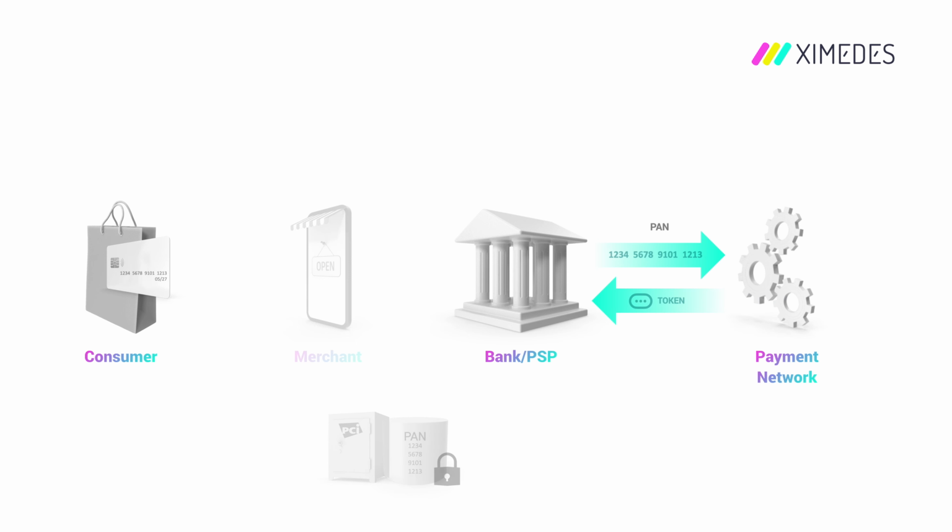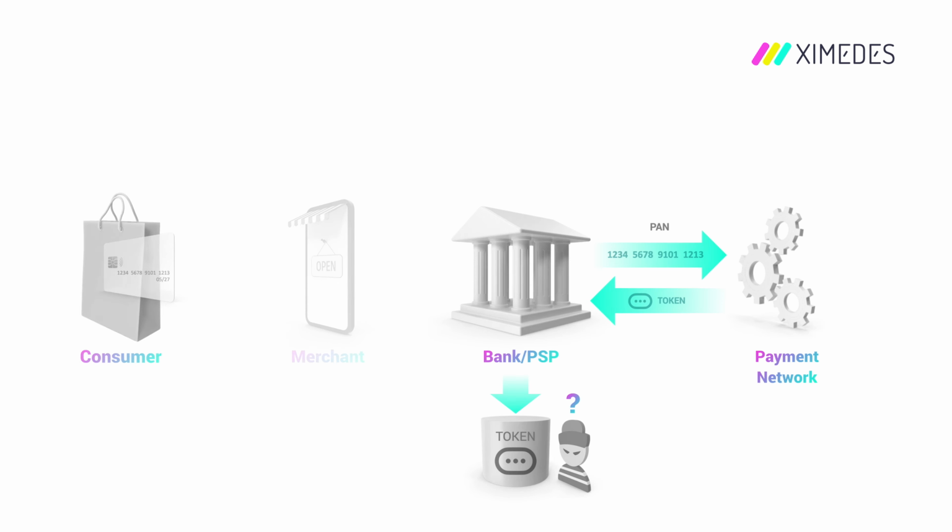Just like a PAN, the bank or PSP can use a token to initiate a payment. But in the hands of a fraudster, the token is useless. For anybody other than the party that created the token, it is impossible to use it to initiate a payment. Therefore, the token can be stored in any database with fewer security measures required.